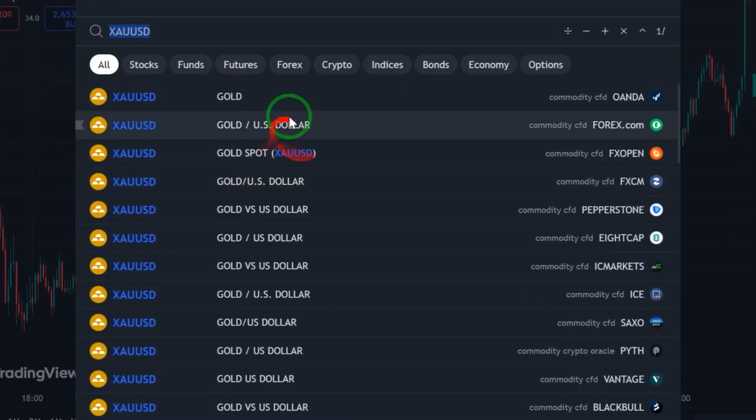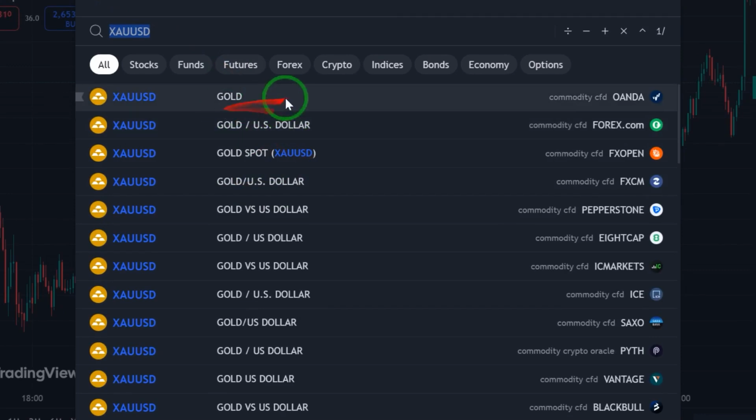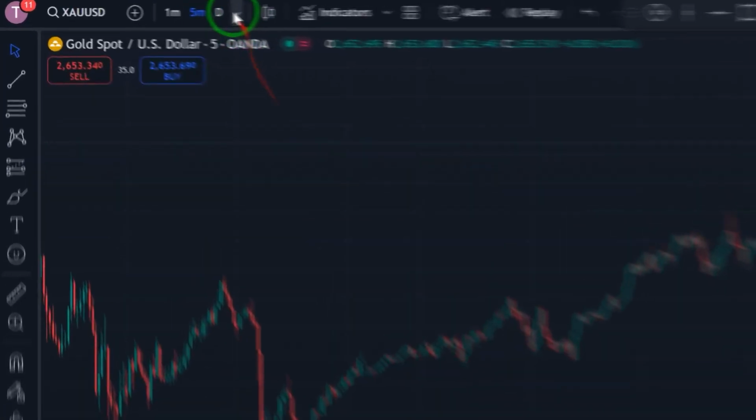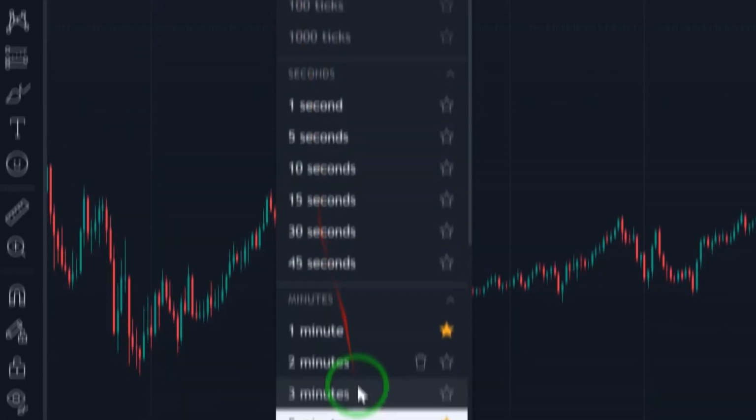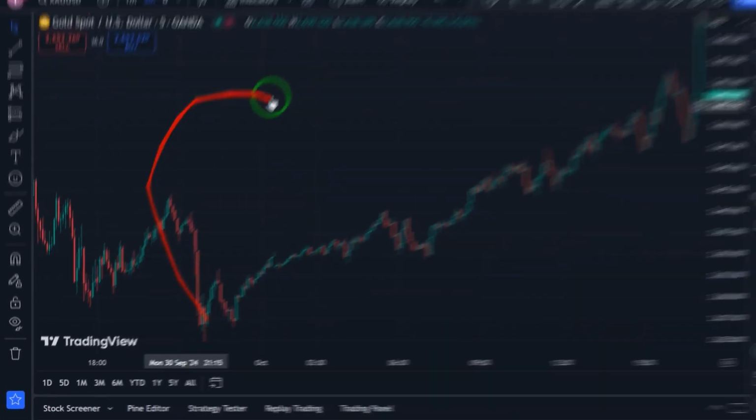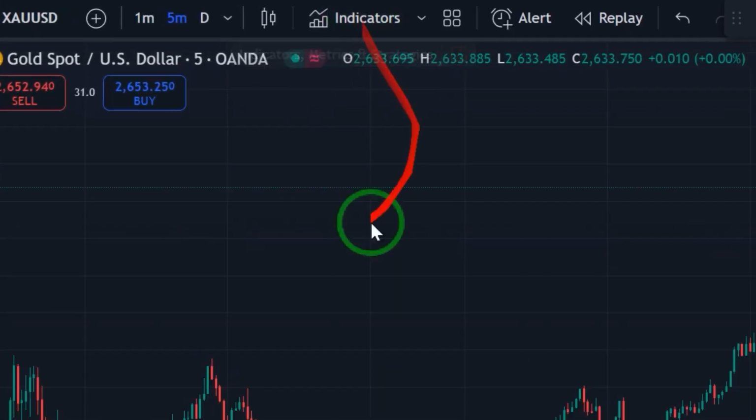I choose a symbol that I've previously backtested and achieved a very good win rate with. You can choose symbols from Forex, crypto, or even the stock market and perform your backtest on them. Next, you need to go to the time frame and set your time frame to 5 minutes.